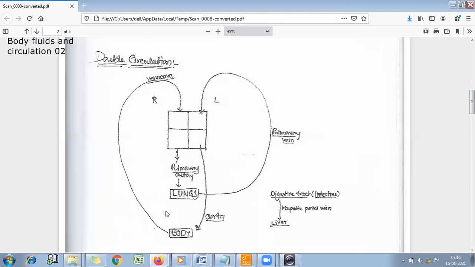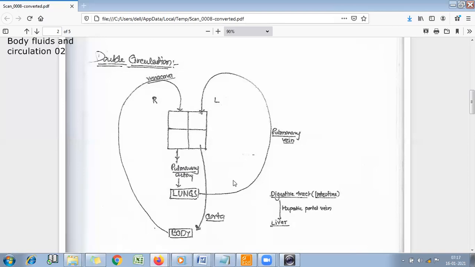Now again we will repeat it. And one more point: generally in arteries, oxygenated or pure blood moves, and in veins, deoxygenated or impure blood moves. But here is one exception, as we can see in the pulmonary artery. This is a very important point: in the pulmonary artery deoxygenated blood moves, and in the pulmonary vein oxygenated blood moves. So this is the exception of artery and vein.